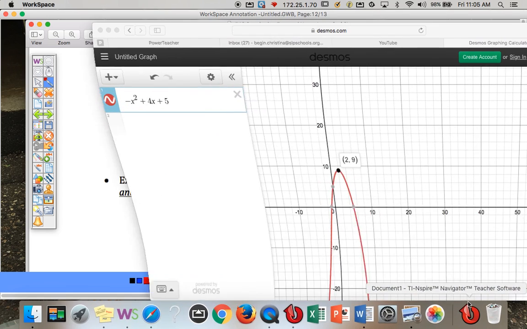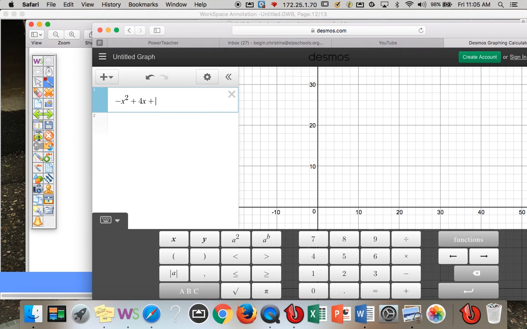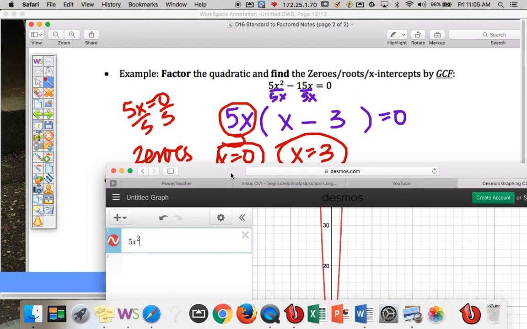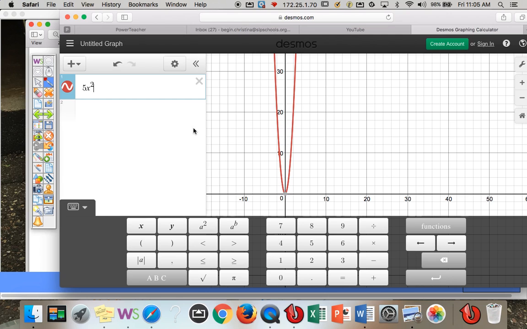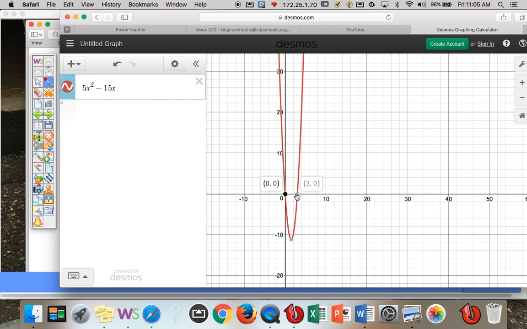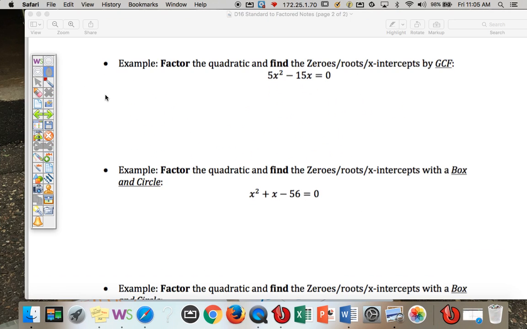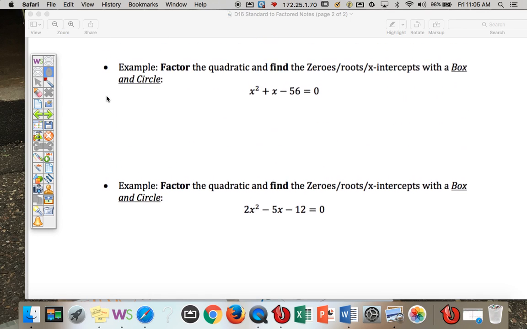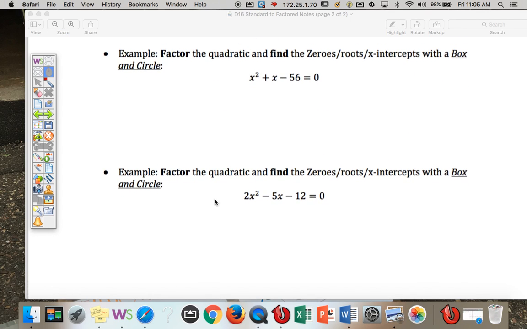If you want to see what that would look like, you could type it in your calculator. So it was 5x squared minus 15x. And you could see at 0 and at 3, those are where they cross. And the last method, box and circle. So we'll do 2 of those. Find the zeros by factoring.